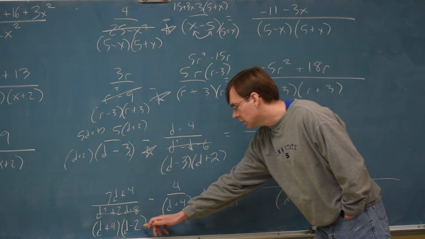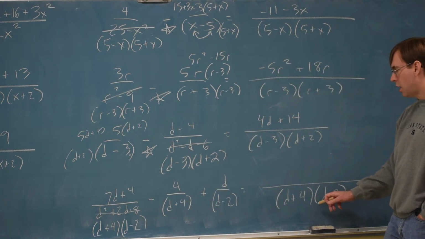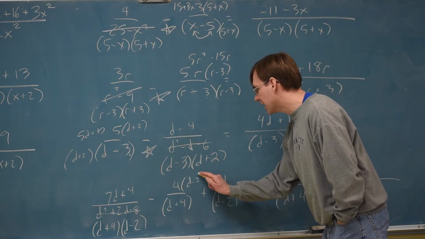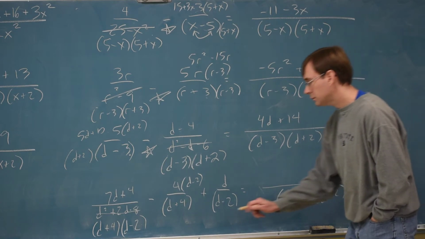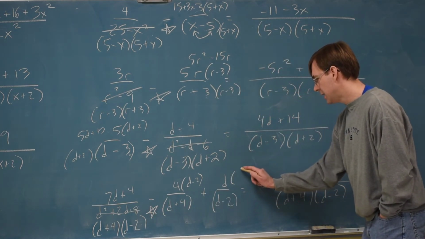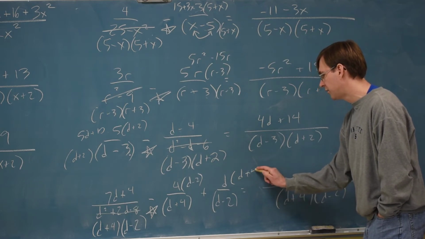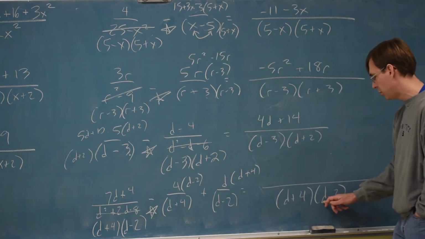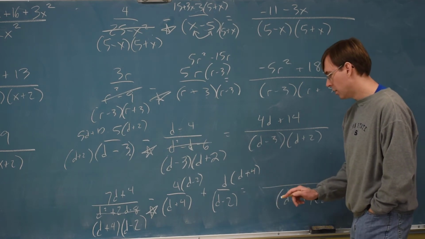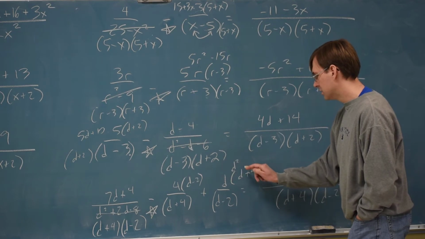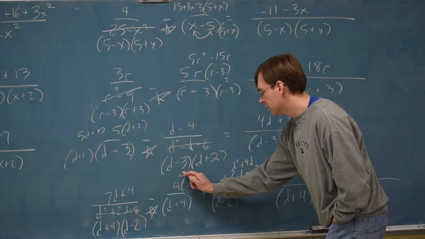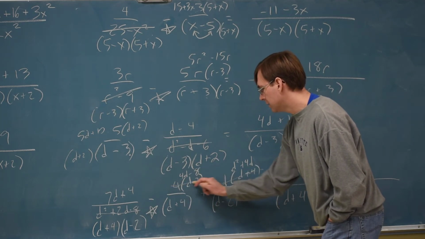This first fraction, the bottom's already good, so don't change the top. The second fraction, we need the d minus 2 that was short. And take notice of this: this needs the d plus 4. This didn't have the d plus 4, so we need that. And then we need to do a little bit of distributing. This is d squared plus 4d. This is 4d minus 8.